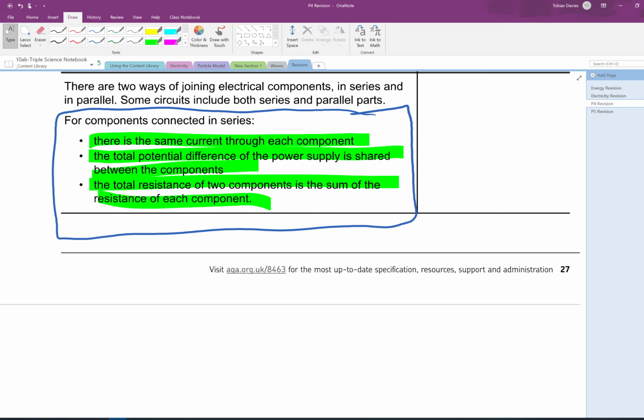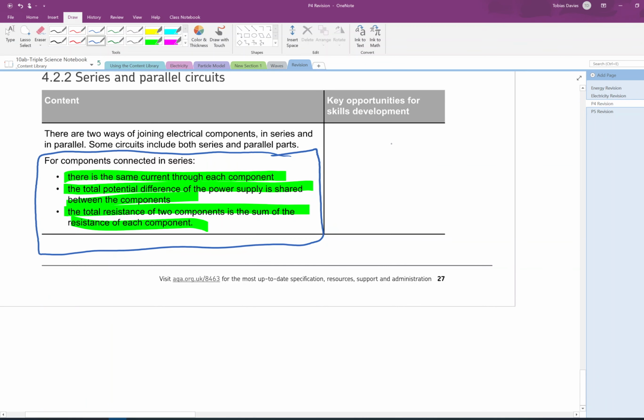Current the same through each component. Well, in series, that's because the current can't go elsewhere. Okay, there's only one loop in series, so the current stays constant. It has to be the same through each component. The total potential difference of the power supply is shared between the components, because if I just go with 2 resistors in a circuit with a battery, okay, the current will go through both of these.